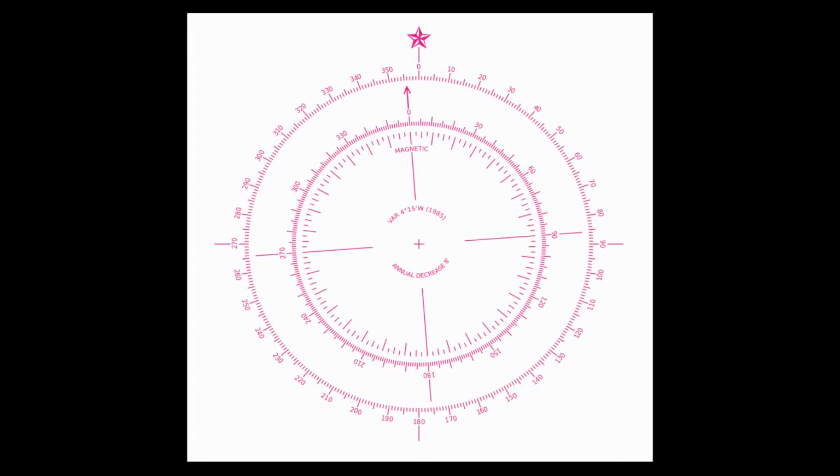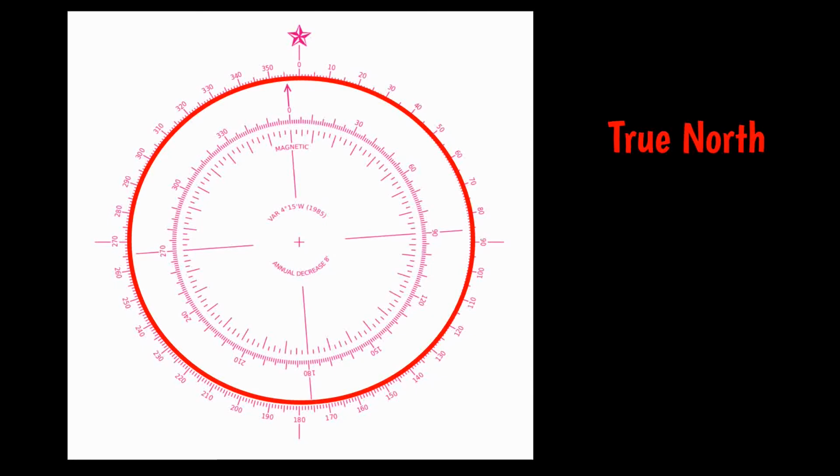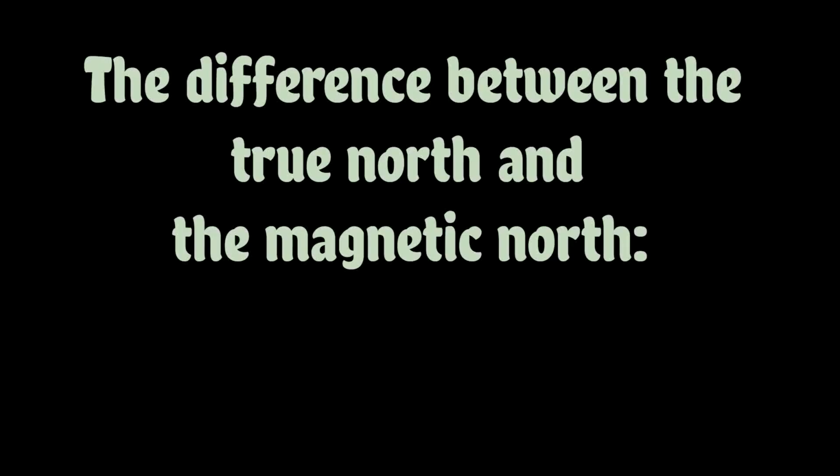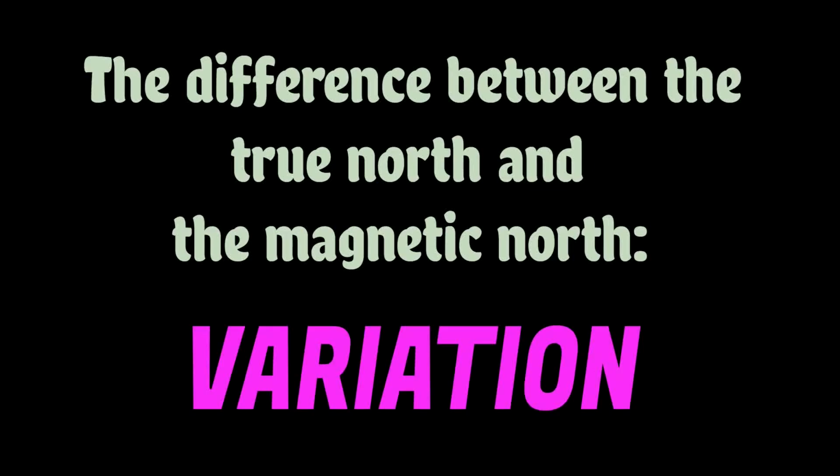There are 2 circles on a compass rose. The outer circle indicates the cardinal directions of the true north. The true north is the geographical North Pole, located at the very north point of Earth. The inner circle indicates the cardinal directions of the magnetic north, which is the magnetic pole at which our compasses point to. The difference between the true north and the magnetic north on a compass rose is called variation.